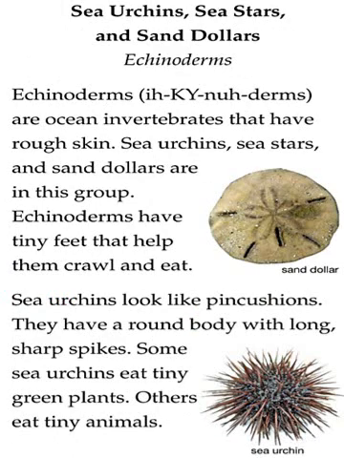Echinoderms are ocean invertebrates that have rough skin. Sea urchins, sea stars, and sand dollars are in this group. Echinoderms have tiny feet that help them crawl and eat. Sea urchins look like pincushions. They have a round body with long, sharp spikes. Some sea urchins eat tiny green plants. Others eat tiny animals.